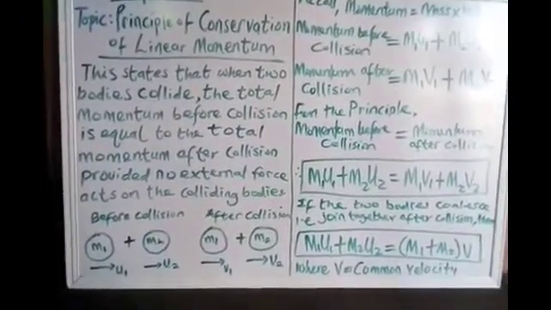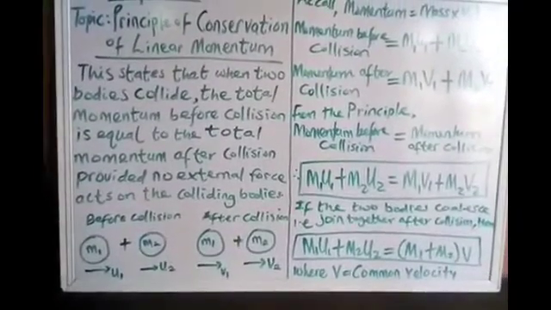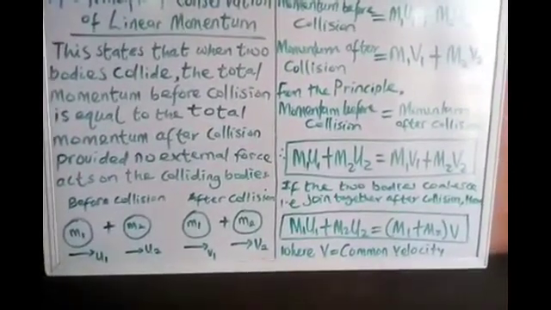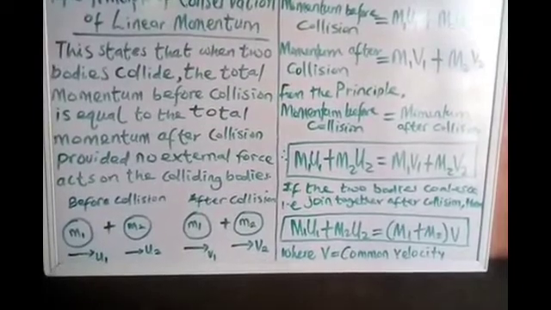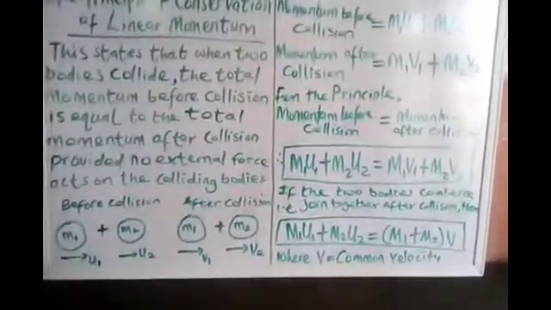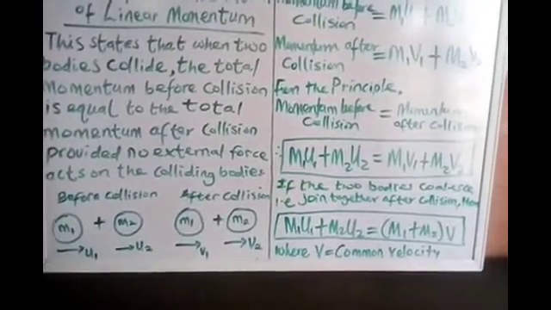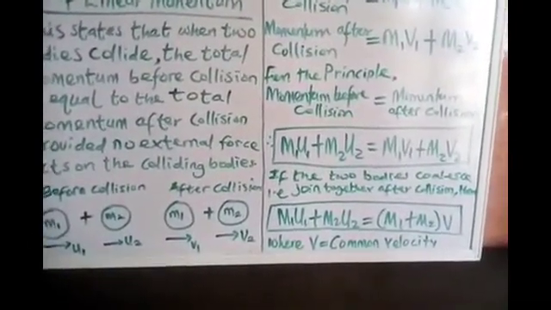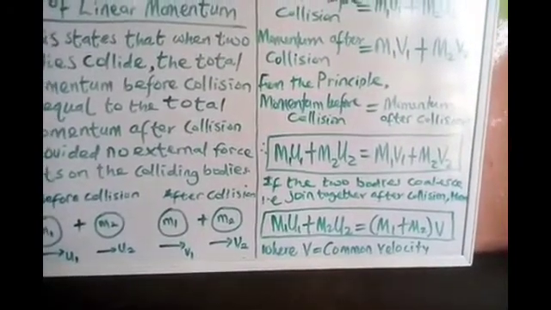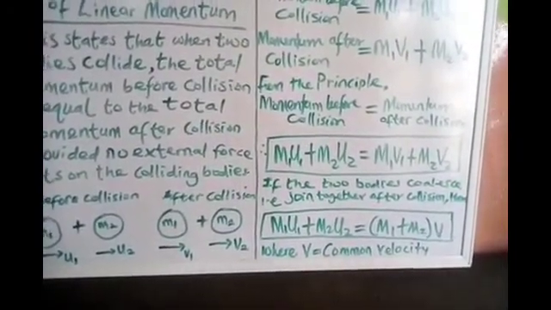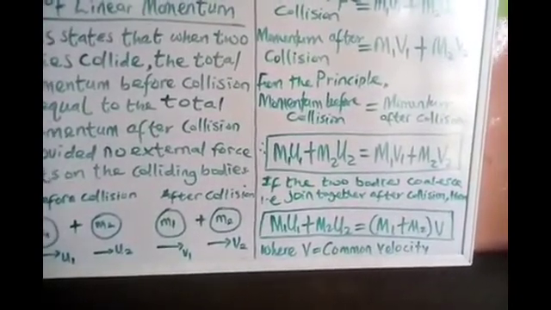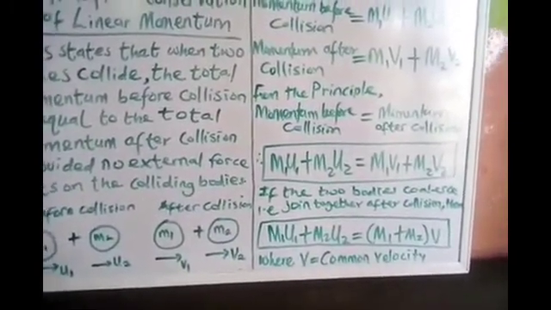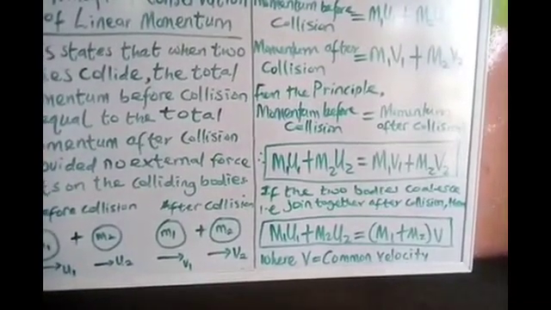The principle says momentum before collision must be equal to momentum after collision. So we have m1 u1 plus m2 u2 equals m1 v1 plus m2 v2. Now class, if the two bodies coalesce after collision, meaning they join together, then the equation becomes m1 u1 plus m2 u2 equals (m1 plus m2) multiplied by v, where v is what we call the common velocity. Class, we shall use these formulas to solve questions in the next class.